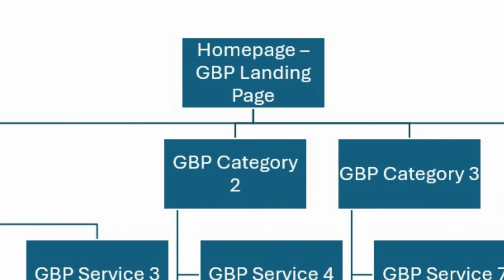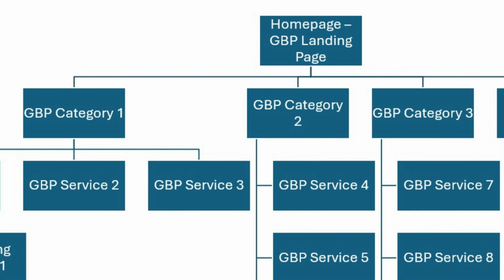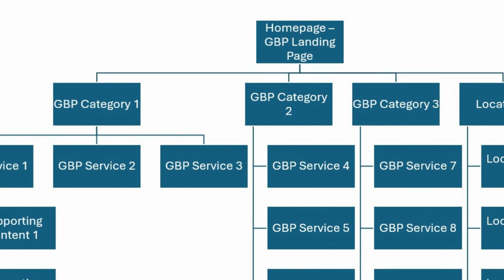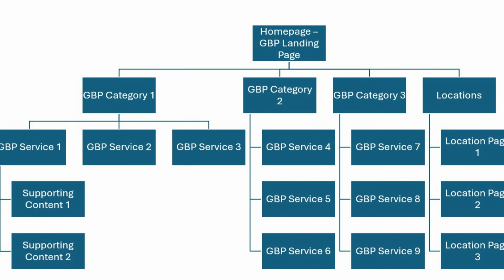Other relevant GBP services will also be on that category page, but you'll use H2 tags for each of them. Every single one of the services that you have on your GBP will either be an H1 or an H2 tag on the most relevant GBP category page. And similar to how we have linked the homepage to the category page, we're now going to link the category page to the new service pages that we're going to create.